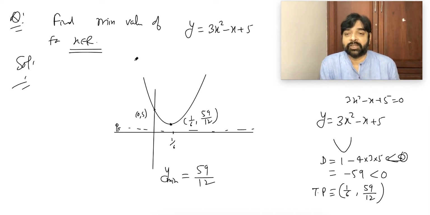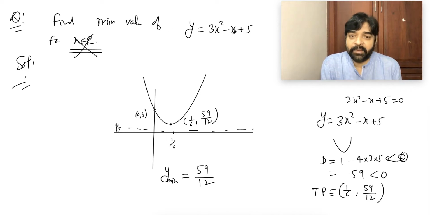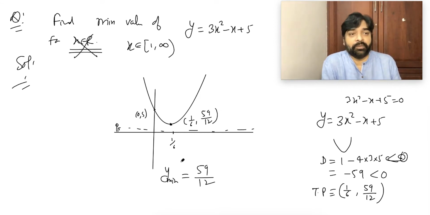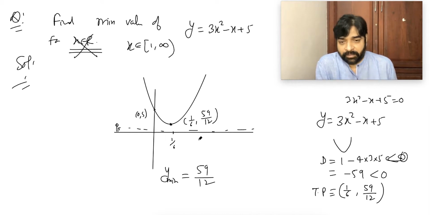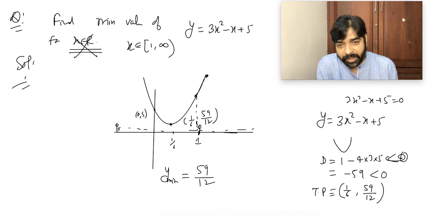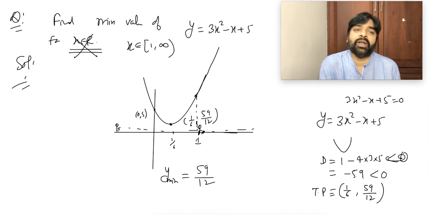Now suppose somebody asks you this question, which I'm changing. Watch it. I remove it. They say find the minimum value of y for x belongs to 1 to infinity. The question has totally changed. Where is 1? 1 will be somewhere here, because this is the 1 by 6. So 1 to infinity means a person has to move from here to infinity only. If a person moves from here to infinity, your graph is moving from here upward. What is the minimum value? This is the minimum value.